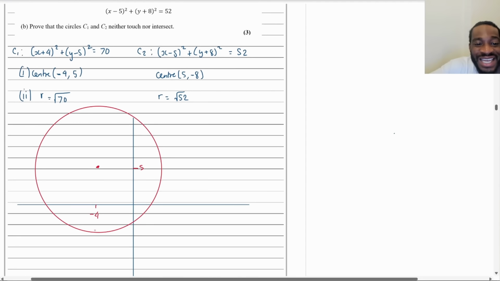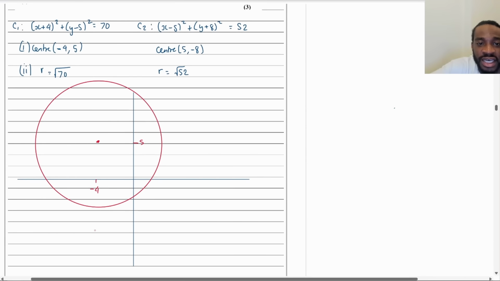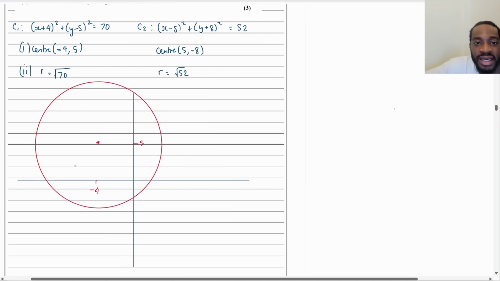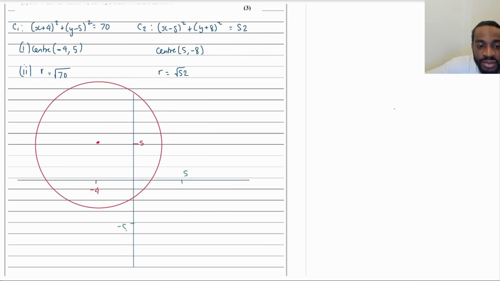Now, C2. Let's sketch that. Well, the center for that one is (5, −8). So let's just say 5 would be like there, and −8 would probably be on there. The center's there. Now, what is the radius?